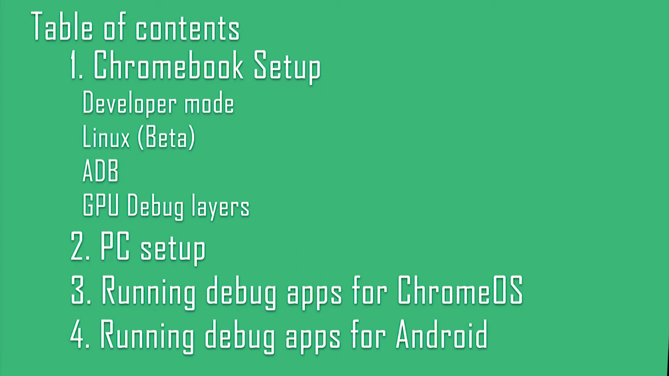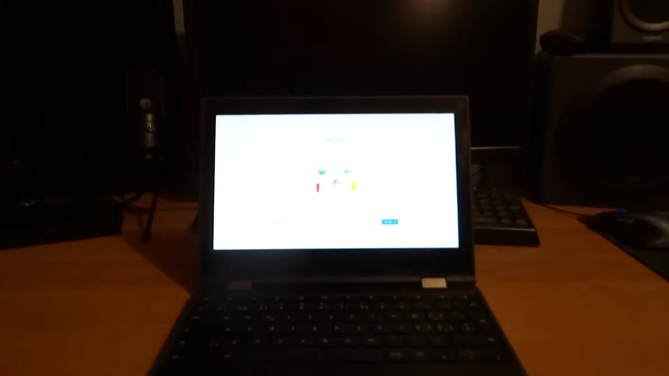First part is setting up a Chromebook, and it will be done in this order. The second part will go over preparing things on Windows PC side. The third part is launching the debug tools on Chromebook. And lastly, the fourth part is launching the debug tools on Android phone. Let's begin with preparing everything on the Chromebook itself.